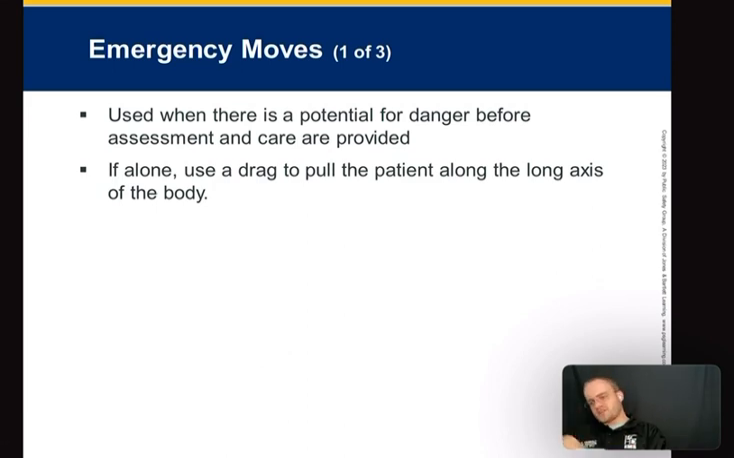Now, emergency moves. This is tested. This is where I'm telling you, they're going to ask you stuff on this. So we use these when there's a potential for danger before the assessment and care are provided. Okay. So what's an emergency move, right? This is like the car's on fire, and you got to get the patient out. I mean, that's probably the best example. The car's on fire. The car's unstable, something like that. And you feel like you need to move the patient immediately. And that's before you even assess them. It's like, oh God, if I don't move them now, they're going to die or have serious bodily harm. That's an emergency move. Okay?